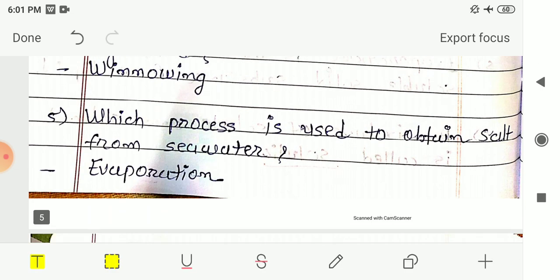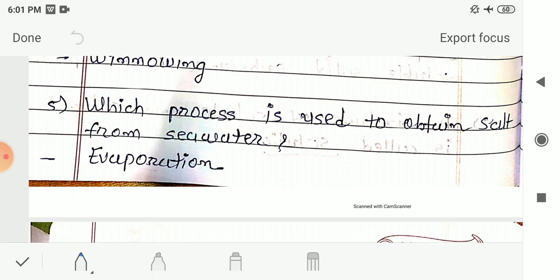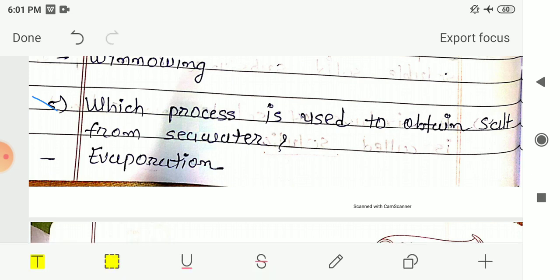Next, fifth number: which process is used to obtain salt from seawater? To obtain salt from the seawater, which method are we using, or which process are we doing? So we are doing evaporation to get salt from the seawater. So evaporation is your answer.